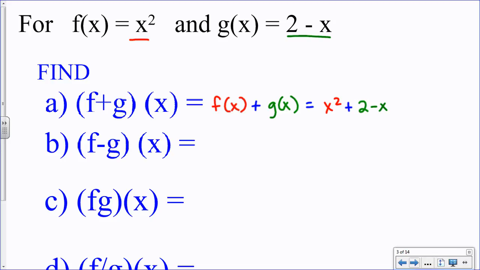I don't have like terms here, but let's write it in standard form. So go ahead and write it as x squared minus x plus 2. Now it doesn't factor, but if it did, you would not need to factor here. Don't factor. All we're doing is just the adding and subtracting part, multiplying, dividing. We're not having to factor anything.